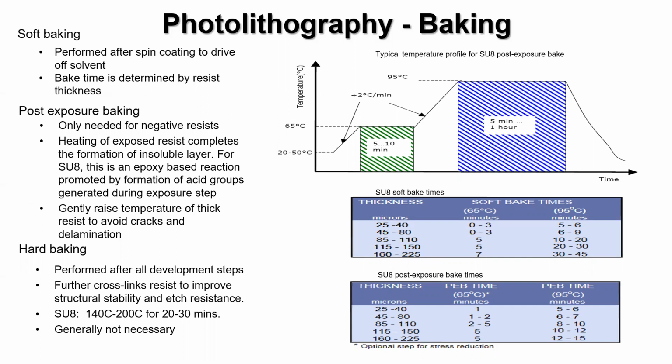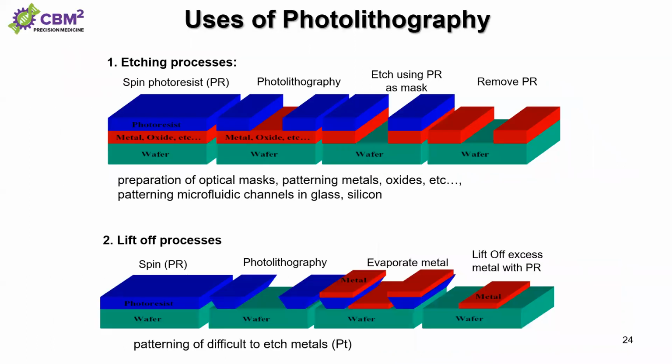And hard baking after development, you try to cure the exposed resist polymers, which will improve structural stability and etching resistance. In the case of SU8, normally you use around 140 degrees Celsius to 200 degrees Celsius for 20 to 30 minutes. And okay, I will just skip this one.